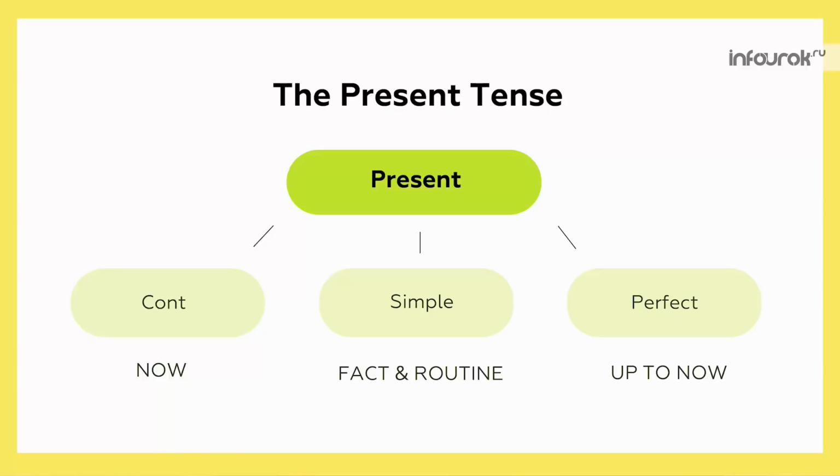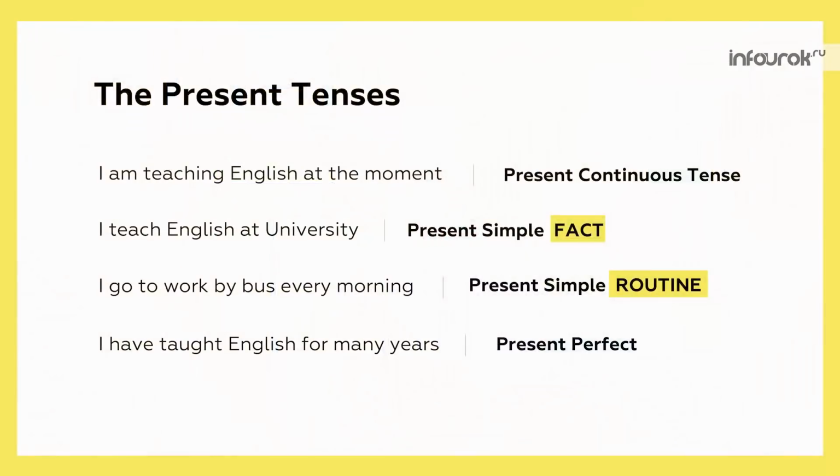The present perfect, as we have already discussed, describes actions that have happened up to now, started in the past and building a bridge with the present and possibly going on into the future. Let's look at some examples. I am teaching English at the moment. Present continuous tense. I teach English at university. It's a fact. Simple present.